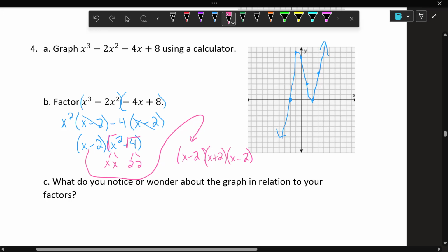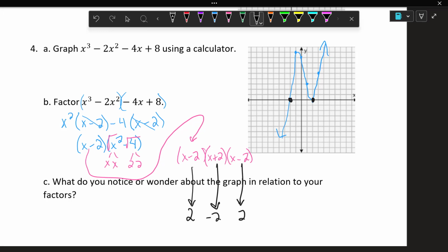So what do you notice or wonder about the graph in relation to your factors? Well, if we look at the opposite, that would be 2, -2, and 2. Well, that's where our zeros are, at -2 and 2. And more importantly, because 2 is there twice, that's why we have it bounce off the x-axis and keep going up. But we'll talk more about that later.